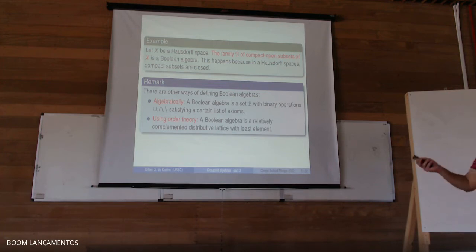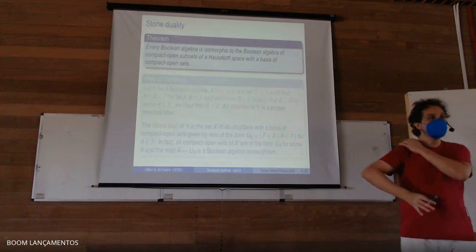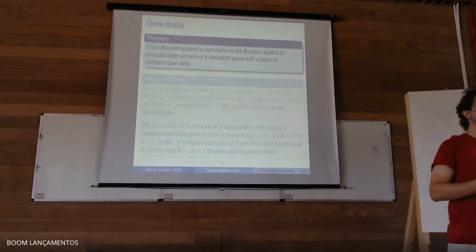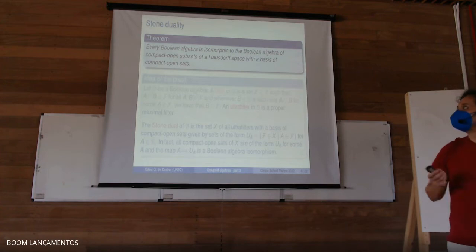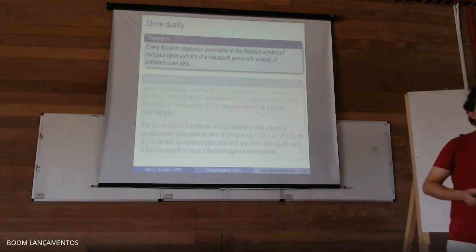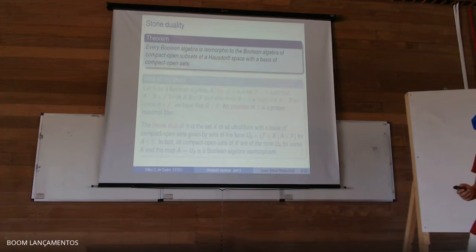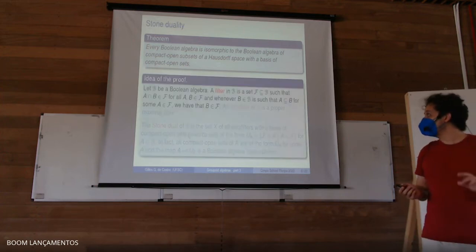So depending on how you define it, as I said, everything is really the second example here. So why is that? Well, I'll try to talk a little about that. This is a result known as Stone duality. So every Boolean algebra is really just the set of compact open subsets of a certain Hausdorff space, and this Hausdorff space actually has a base of compact open sets. And how do we do this? So I'll try to give an idea of the proof.